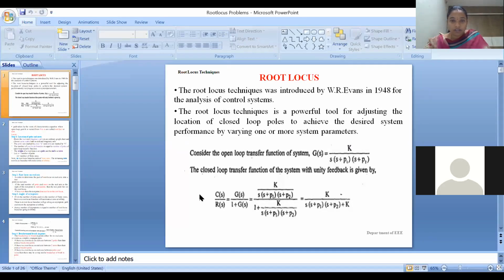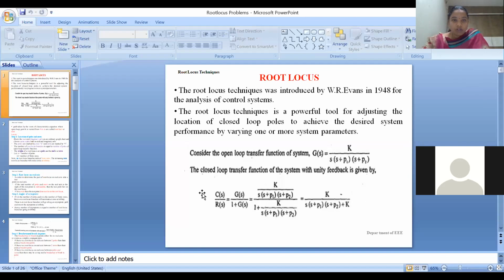Good morning, everyone. Let us start. In the last class we have seen about the root locus, right? So what are the steps which are to be followed in the root locus technique? Let me just revise the steps to be followed while drawing a root locus diagram. How to draw a root locus for a given transfer function.